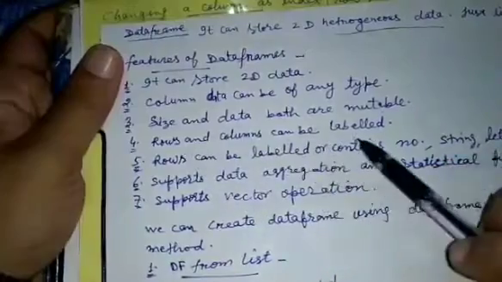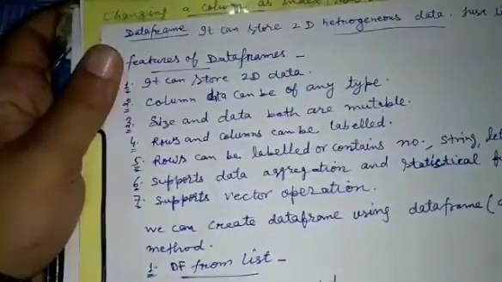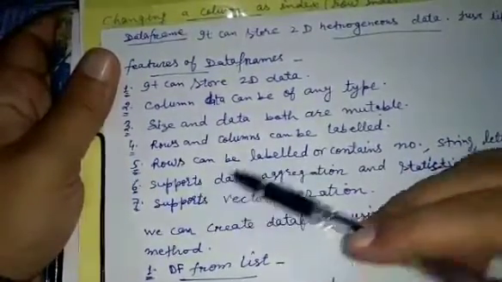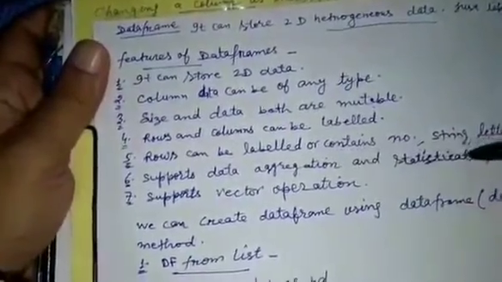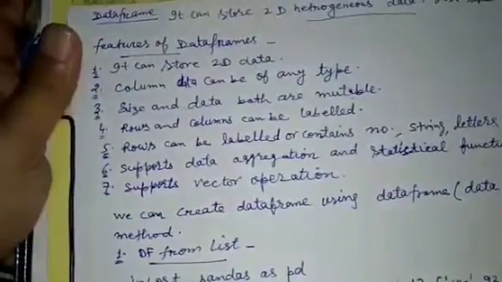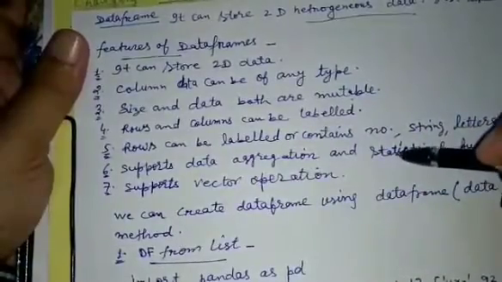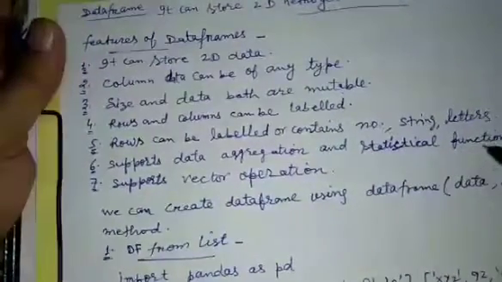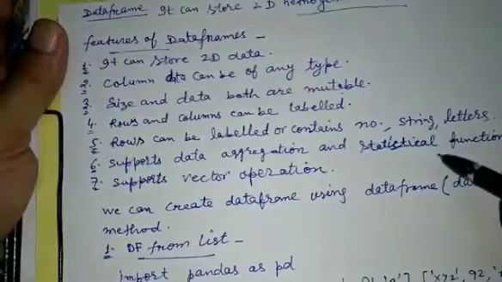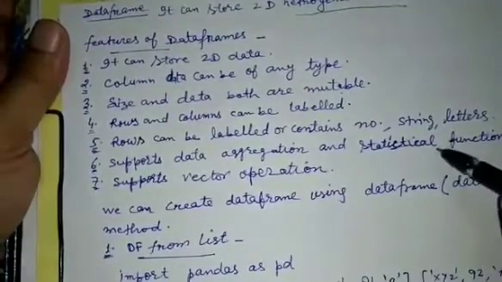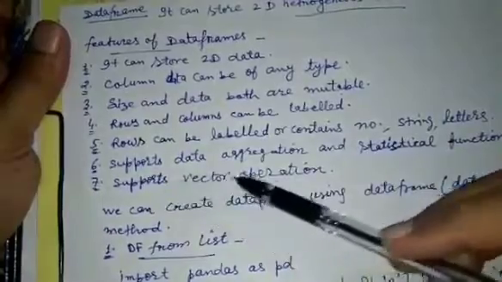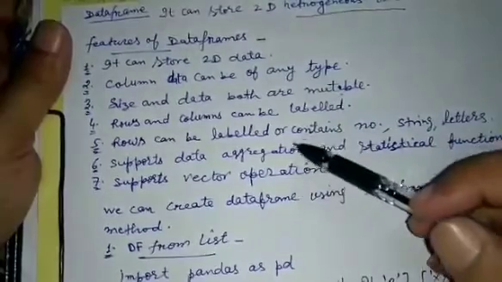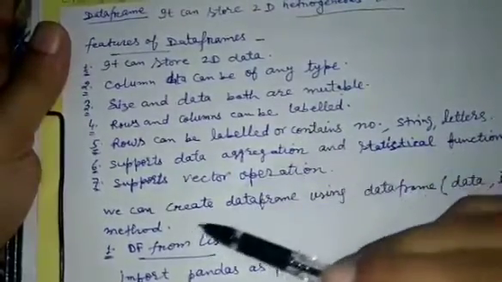Rows and columns can be labeled. As I told you just now, we can rename the rows and columns. It supports data aggregation and statistical functions. Aggregation functions are sum, average, max, min, and statistical functions are mode, median, covariance, etc. It supports vector operations. So these are some of the features of a data frame that we have discussed now.